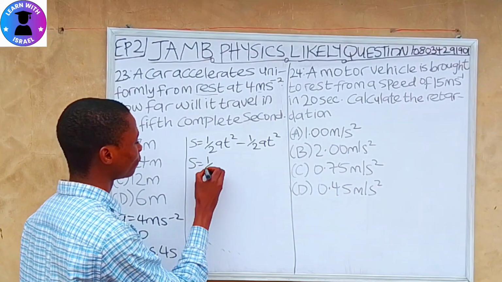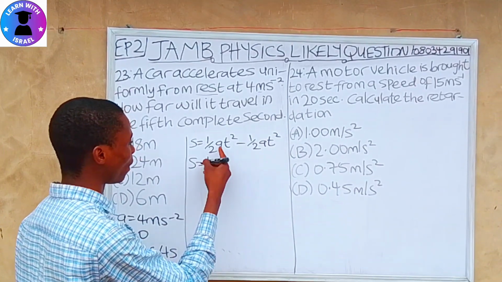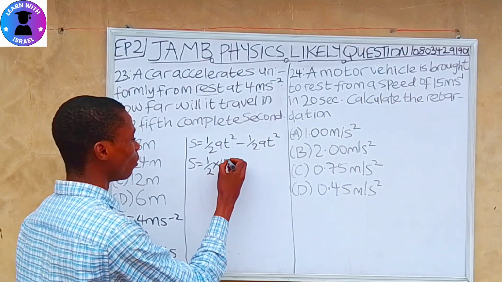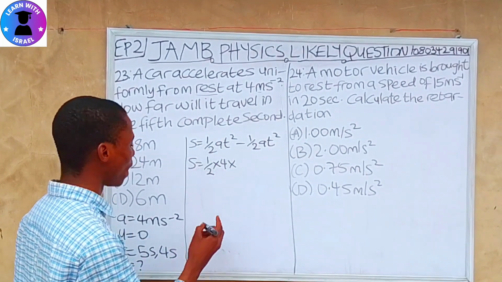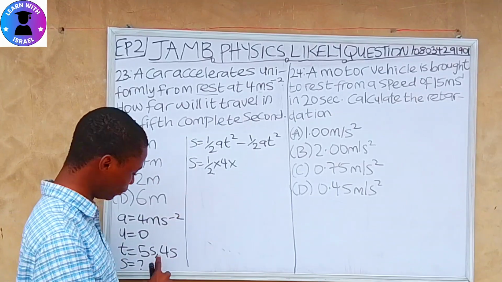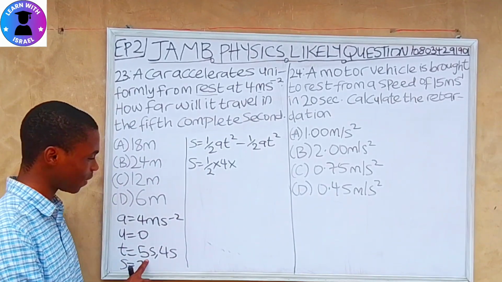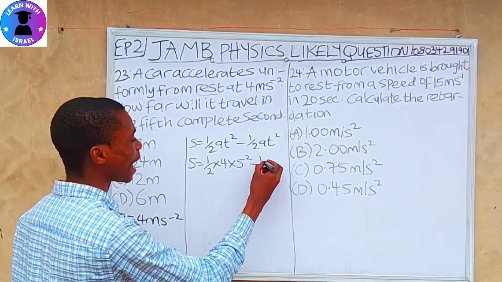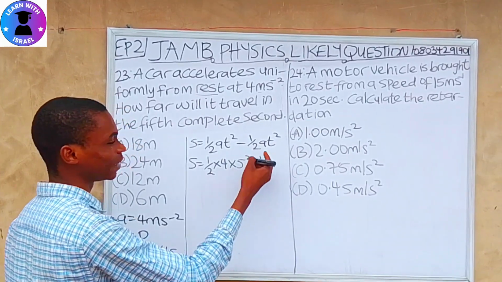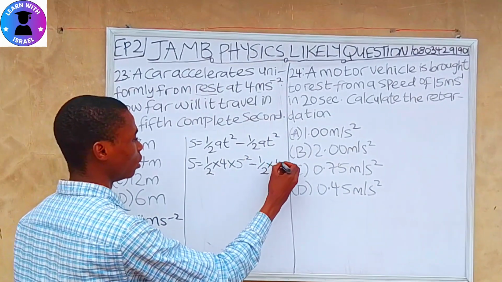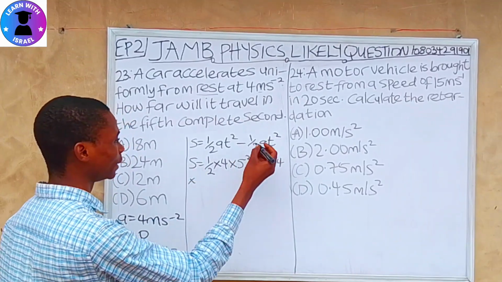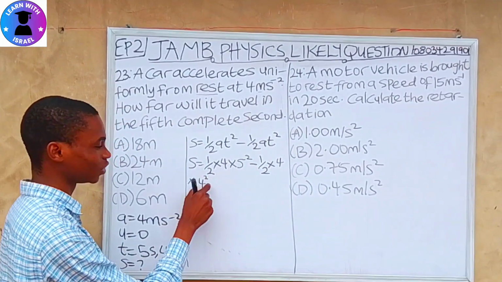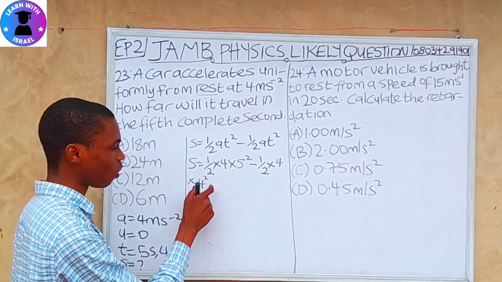So our distance equals half multiplied by our a, which is acceleration, and our acceleration is 4, multiplied by time. Let's solve for our first time, which is 5 seconds. So let's square it. Minus half multiplied by our acceleration, 4, multiplied by our time, which is 4 square. We can't use 5 because we are solving for the second time, which is 4.